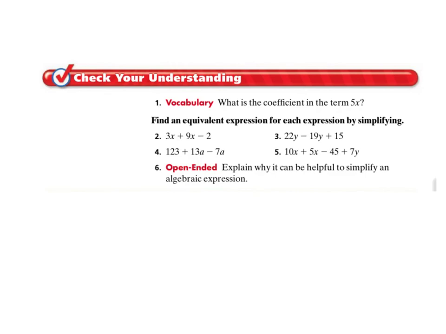Check your understanding. Number 1, vocabulary. What is the coefficient in the term 5x? Find an equivalent expression for each expression by simplifying. Number 2. 3x plus 9x minus 2. Number 3. 22y minus 19y plus 15. Number 4. 123 plus 13a minus 7a. Number 5. 10x plus 5x minus 45 plus 7y. Number 6. Open-ended. Explain why it can be helpful to simplify an algebraic expression.